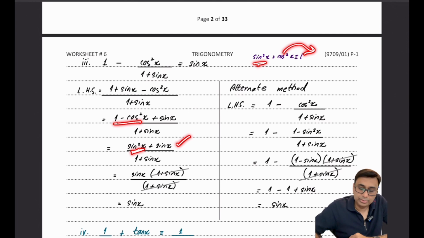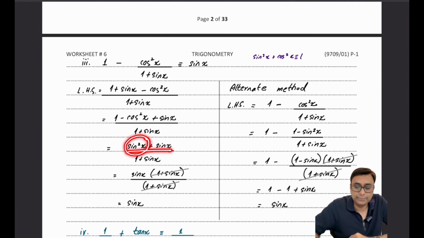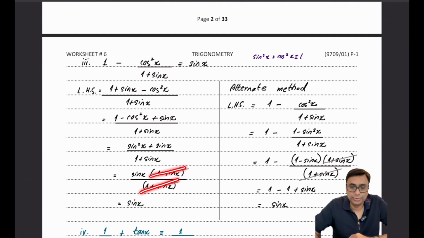After doing that, you can do a bit of factorization here. You know that sine square x means there is sine x multiplying by sine x, and there's another sine x. So I can take sine x common and it will become sine x plus 1, or 1 plus sine x. That doesn't make a big difference. The reason I wrote it down as 1 plus sine x is because this becomes identical to this and I can cancel them out in numerator and denominator. And once I do that, I get my answer as sine x.